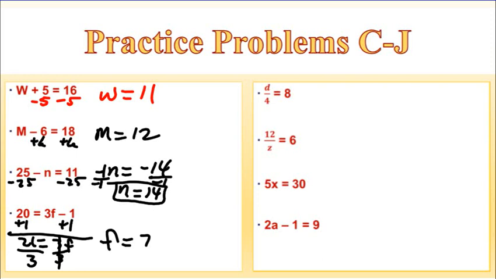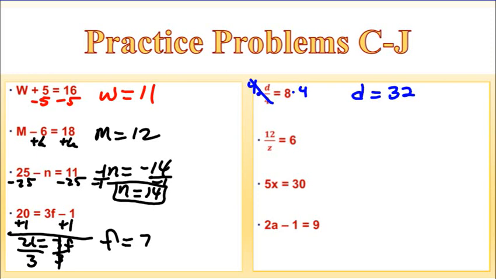The other side: d divided by 4 equals 8. I need to multiply by 4 to get d by itself. The opposite of division is multiplication. 4 divided by 4 is 1, so now all I have is d. But whatever I do on one side, I must do on the other. 8 times 4 is 32. 32 divided by 4 is 8.